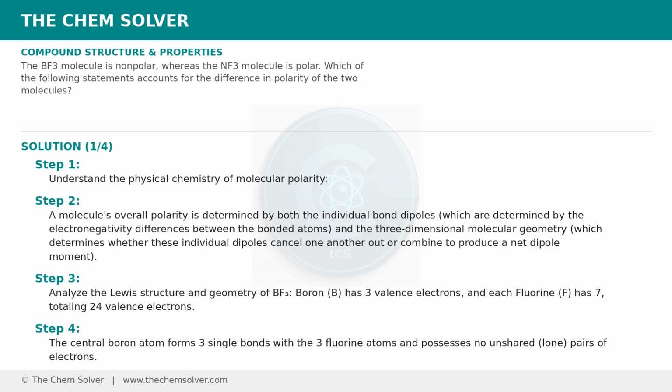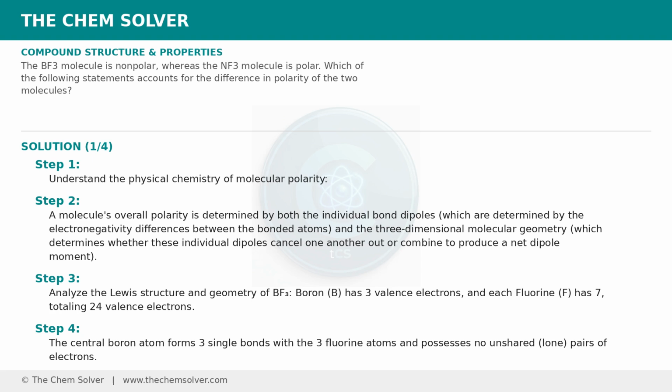Understand the physical chemistry of molecular polarity. A molecule's overall polarity is determined by both the individual bond dipoles, which are determined by the electronegativity differences between the bonded atoms, and the three-dimensional molecular geometry, which determines whether these individual dipoles cancel one another out or combine to produce a net dipole moment.